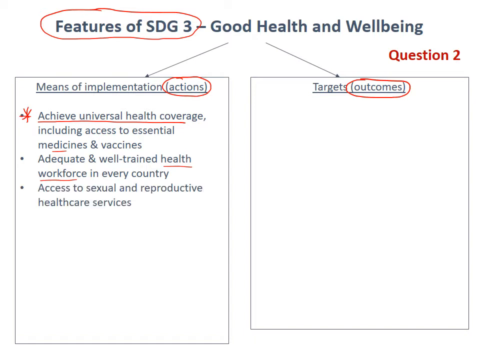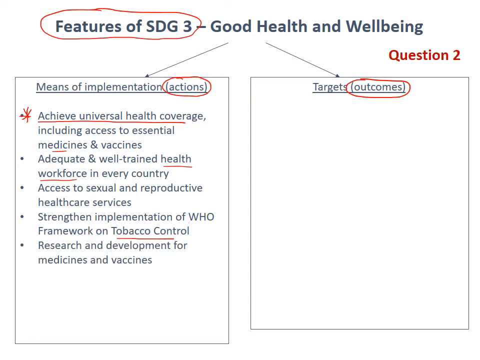Access to sexual and reproductive healthcare services. Strengthening the implementation of the World Health Organization's framework on tobacco control. Okay, so that's a specific set of guidelines about how to reduce tobacco use around the world. Research and development is a really, really big one, that we need to keep developing new medicines and new vaccines. I think this year more than ever, the importance of research and development and collaboration has been so important in terms of how we deal with a crisis such as COVID.